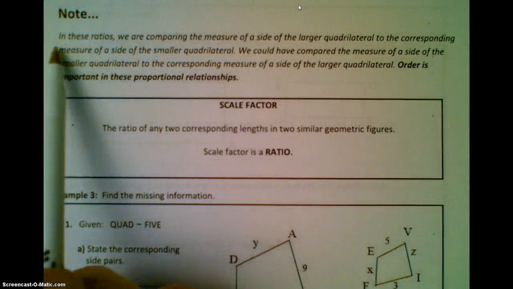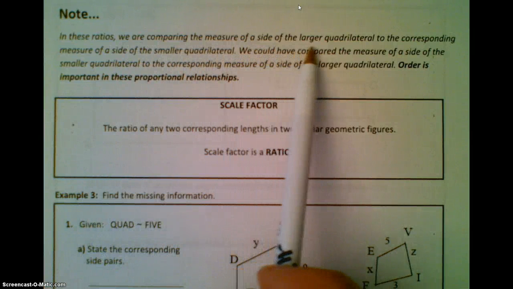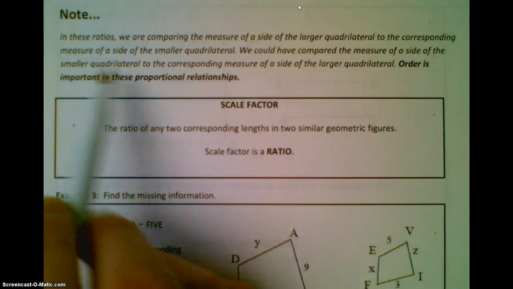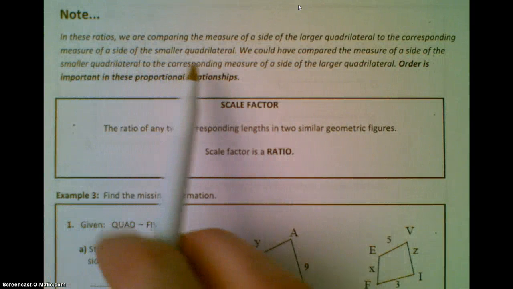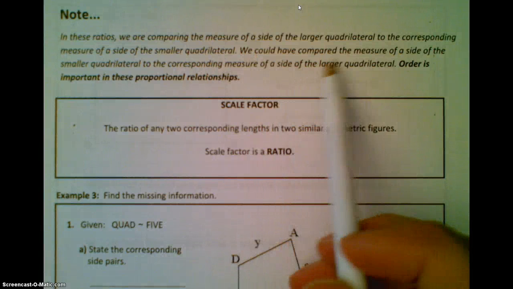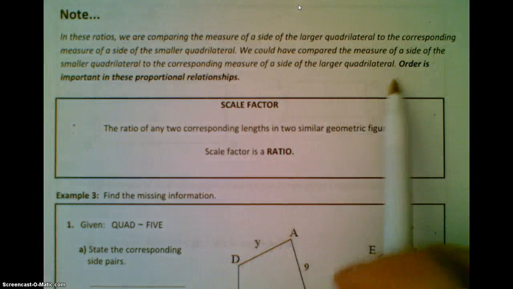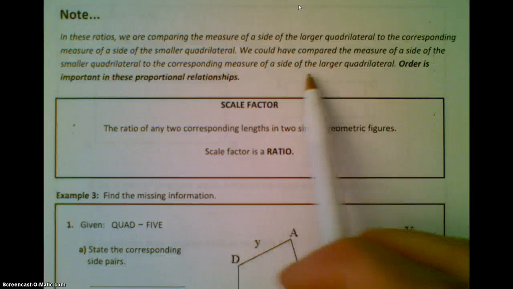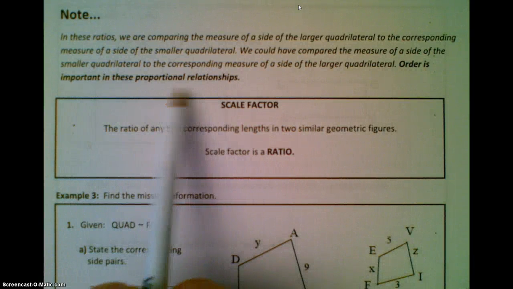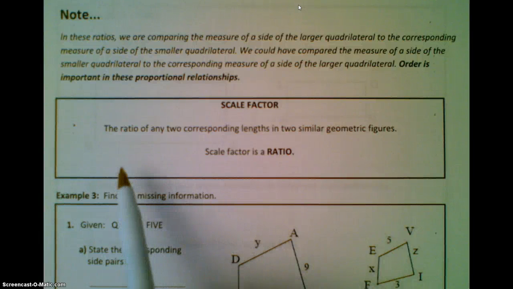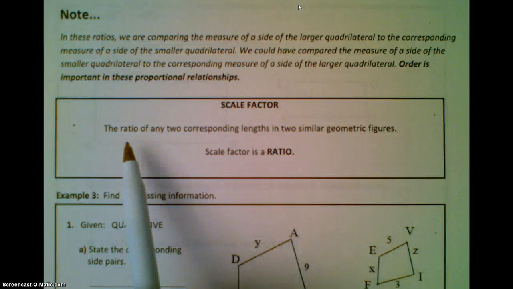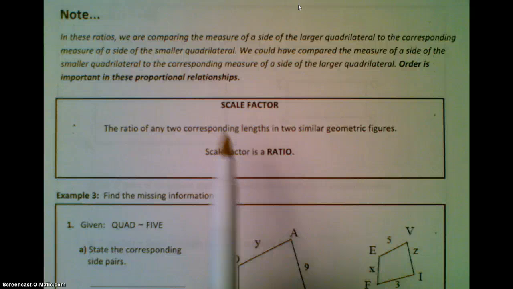This note here is very important. It says, in these ratios we are comparing the measures of a side of the larger quadrilateral to the corresponding measure of a side of the smaller quadrilateral. So keep in mind that we could have compared the measure of a side of the smaller quadrilateral to the corresponding measure of a side of the larger. So we could have done it the opposite direction. So order is important in these proportional relationships, so you want to make sure that if you have a side of the large quadrilateral or polygon or triangle, whatever you're working on, in the top, in the first ratio, that you also have a side of the large polygon or quadrilateral or triangle in the top for the second one.